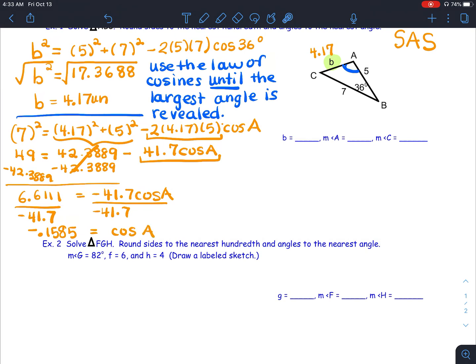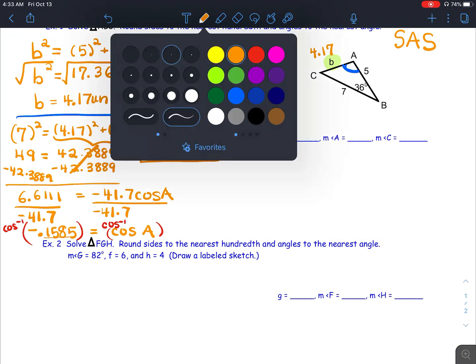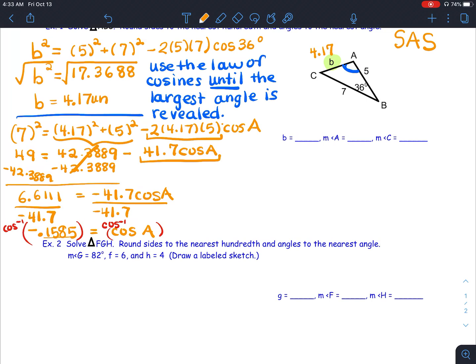Now keep in mind, this number right here, this negative 0.1585, that is not angle A. That's what cosine of angle A is. So remember, when you're solving for angles in a triangle, you have to do the inverse of that trig function in order to get the angle. What I'm actually going to do on my calculator is inverse cosine of this whole entire decimal. And that will reveal that the measure of angle A is roughly 99 degrees if I round that to the nearest degree.